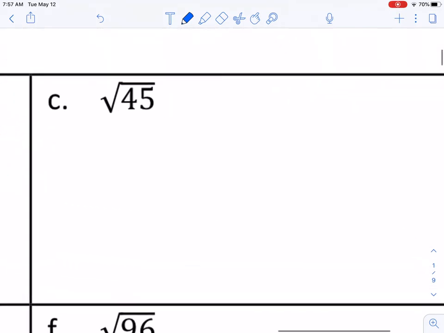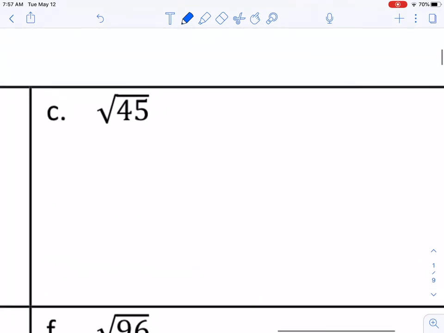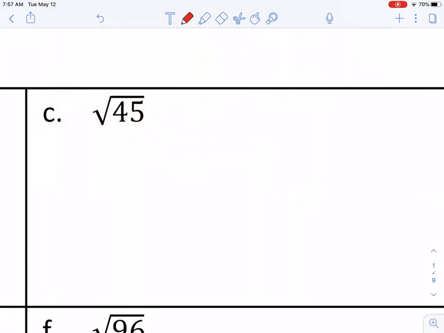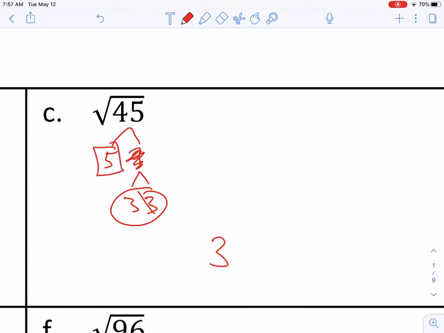All right, and our last example. Again, with 45, we could say 5 and 9, if you see that. And then break 9 down, 3 and 3. There's my partners. This guy doesn't have anybody. This got used up making 3 and 3. Square root 5.